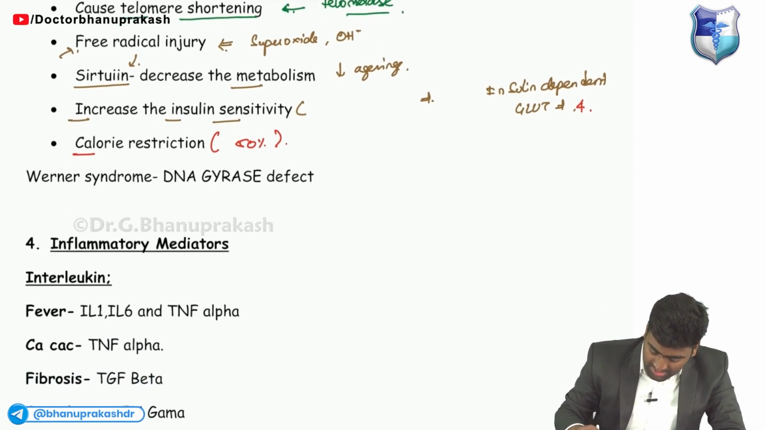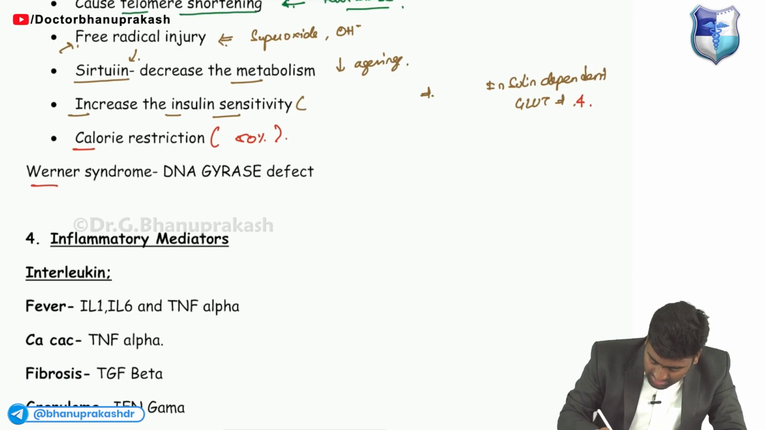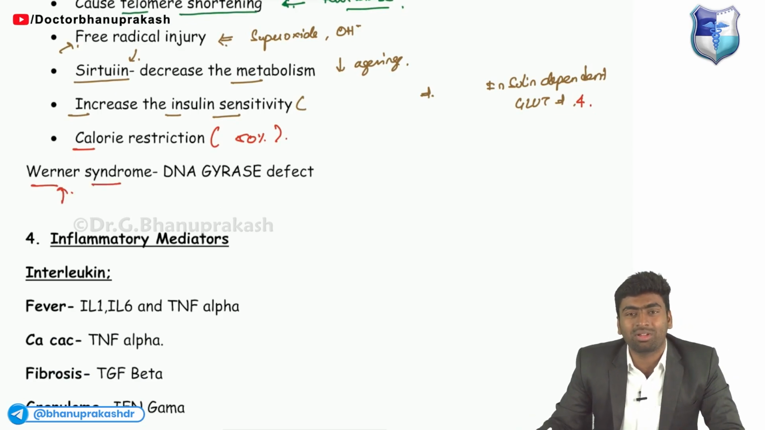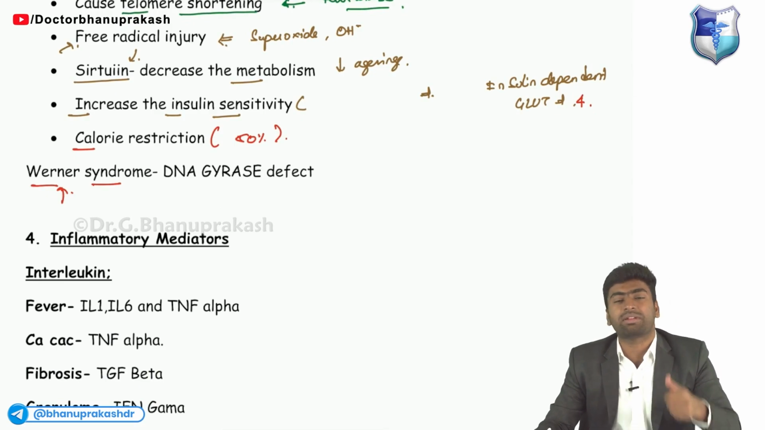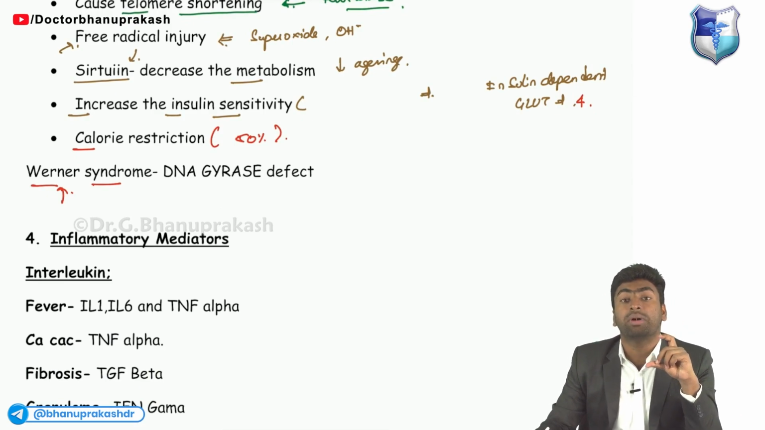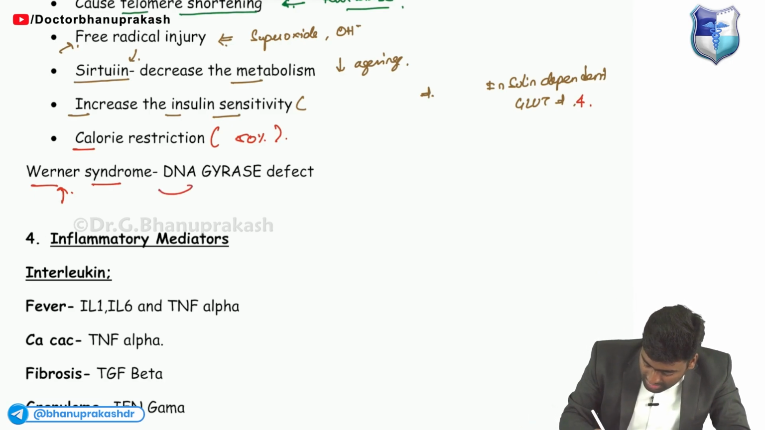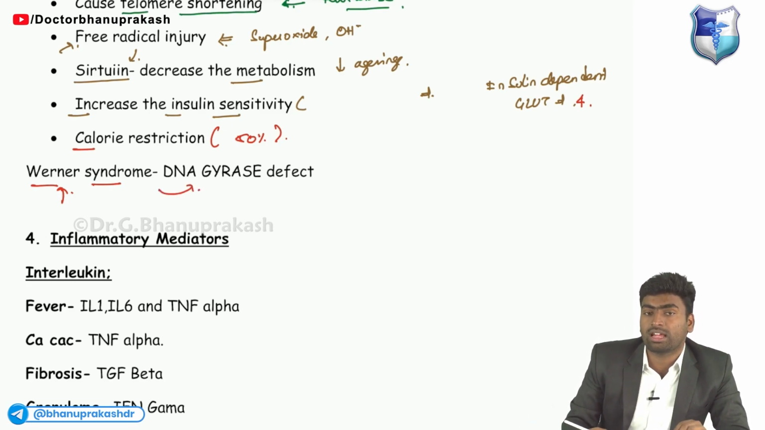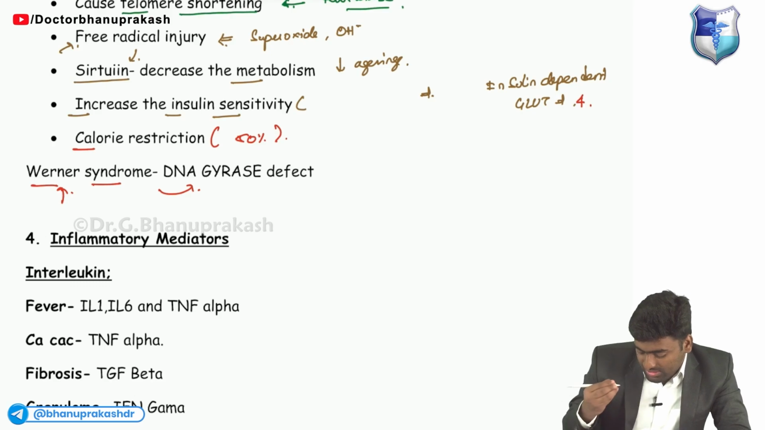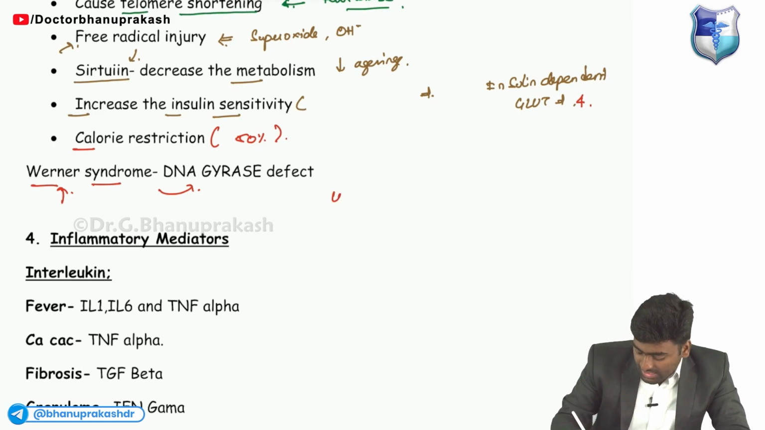And we know there is a syndrome with early aging, which is known as Werner syndrome. It is not Werner syndrome, it is Werner syndrome. Remember, it is Werner, okay. So if it is Werner syndrome, it is due to a DNA helicase defect. So what is it? It is the DNA helicase defect. Whereas if it is the one with M, it is the Men syndrome.